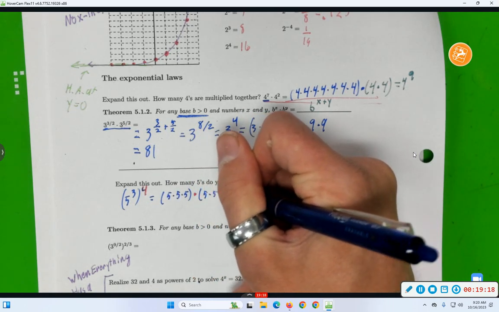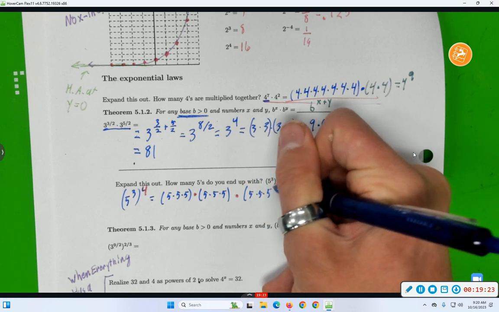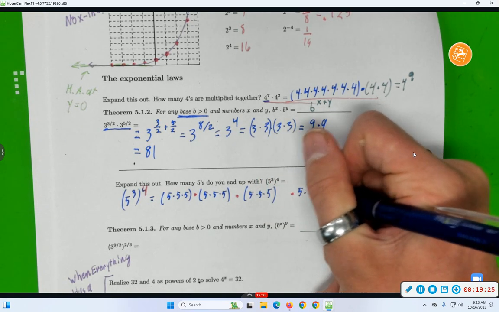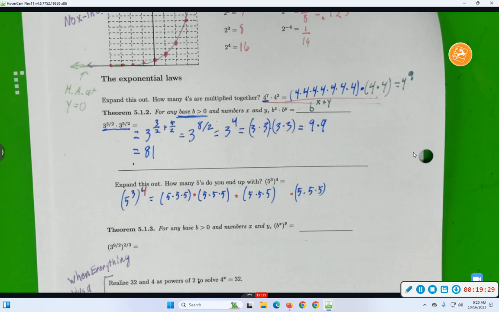5 by 5 by 5. 5, 5, 5. Spacing isn't actually, that's okay. So I haven't really tried to do the dots before, you know where they go. Do those parentheses actually matter? Nope, multiplication is associative.